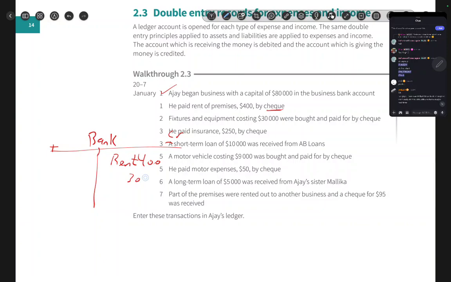Fixtures were bought and paid for by check, 30,000. Paid insurance, again by check, it's reducing your total bank balance, 50. Short-term loan was received, 10,000, it's increasing your bank balance. Motor vehicle was bought, so you're reducing your bank balance, 9,000. And paid motor expenses, 50, it's again reducing your bank balance. A long-term loan was received, so you're increasing your bank balance. Part of the premises were rented out to another business, and a check for 95 was received. So you're getting 95 in your bank account.